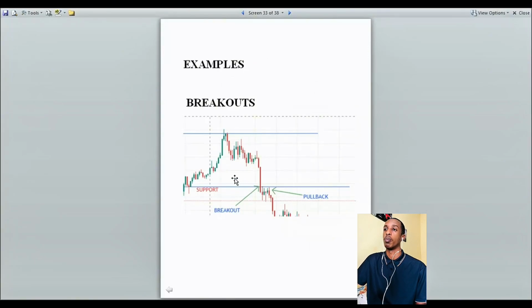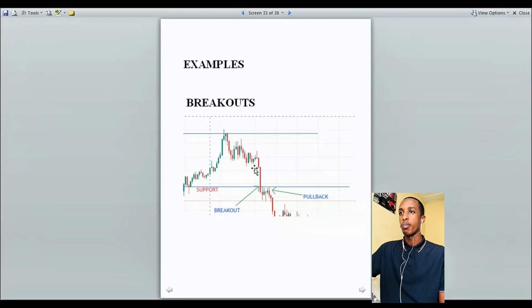So here on the breakout, we see where the price has broken our support. This is what we call a breakout. We don't just sell like that because we see the price has broken the support. Now we can jump into the market and say we are going to sell. That's a mistake that many traders make, and they always get caught right when they make entries.